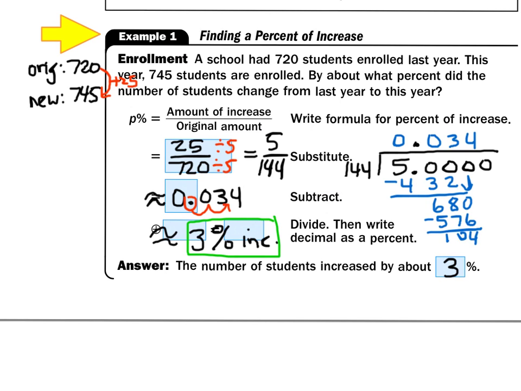Okay, so take a look at example 1. A school had 720 students enrolled last year. This year, they have 745 students. By about what percent did the number of students change from last year to this year?